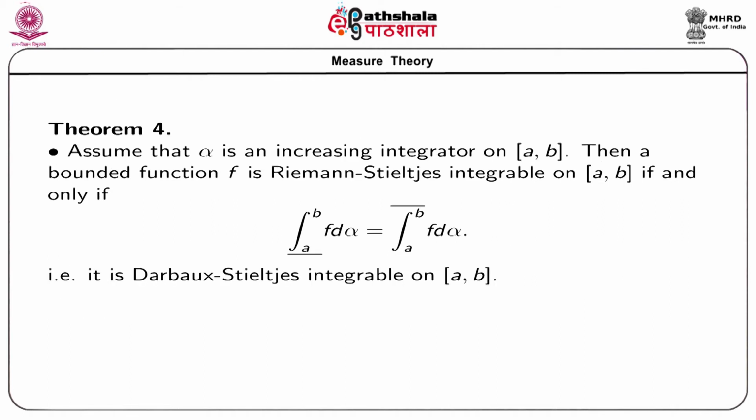So, formally let us just state the theorem that if alpha is an increasing integrator on closed interval a b, then a bounded function f is Riemann-Stieltjes integrable on closed interval a b if and only if upper integral is equal to lower integral, that is it is Darboux-Stieltjes integrable on closed interval a b. Let us start the proof.